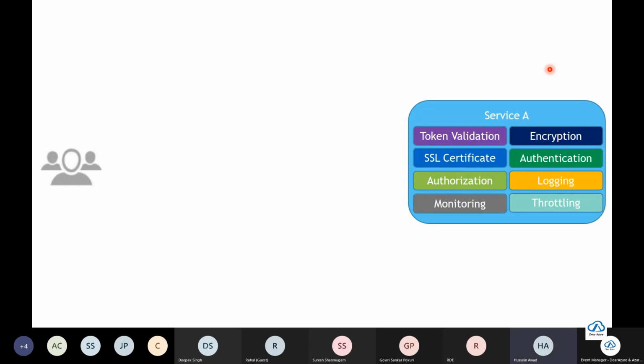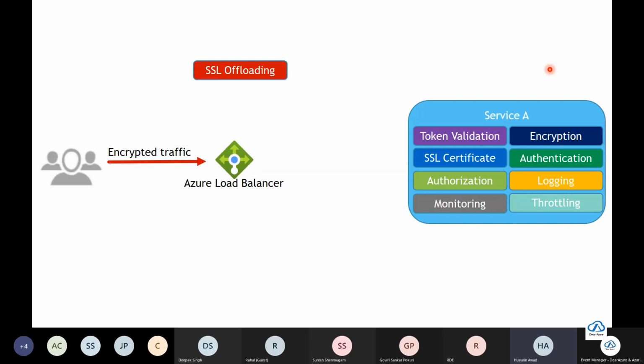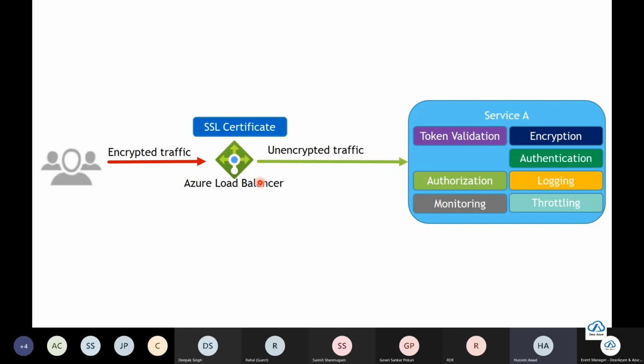The first one I'm going to take out is by introducing Azure Load Balancer. By adding Azure Load Balancer, we are going to receive encrypted traffic from the user, and then we are going to perform the SSL offloading at the load balancer side to continue the unencrypted traffic between the Azure Load Balancer and our service. By doing that, we would be able to offload SSL certificate handling from our service because it's now been handled by the Azure Load Balancer. So we don't need to implement it ourselves.